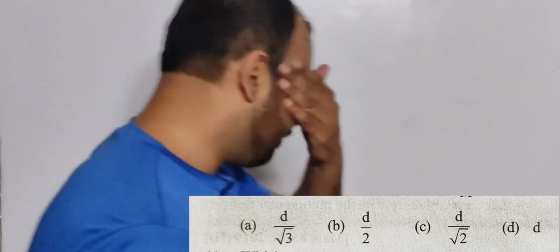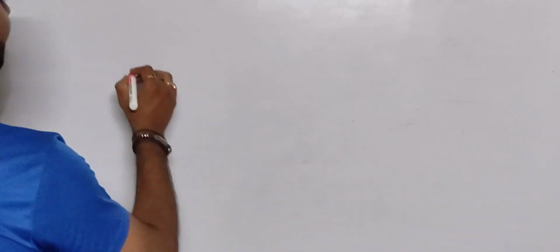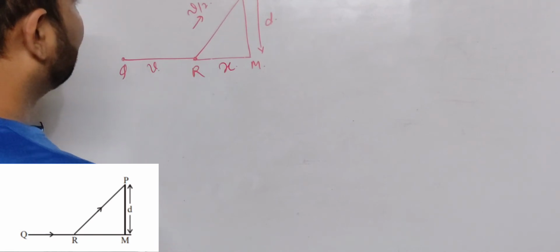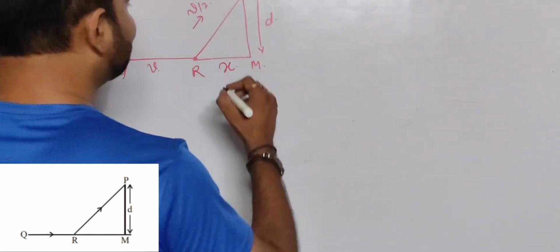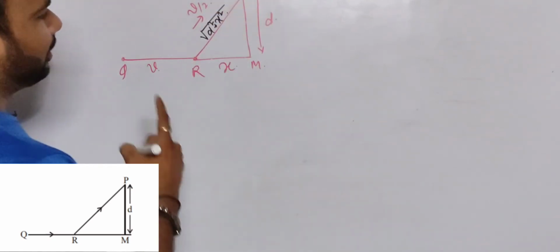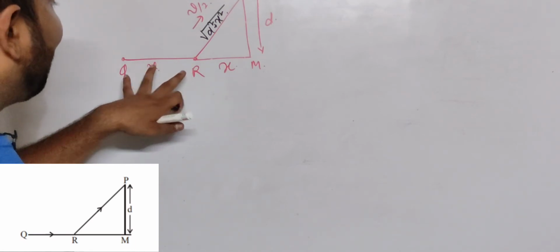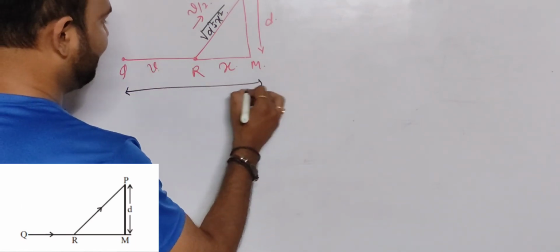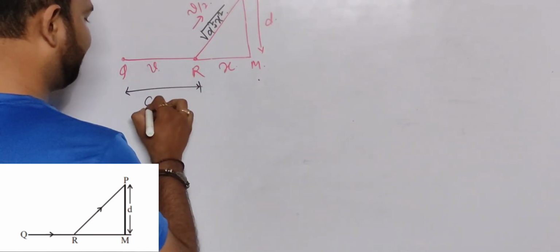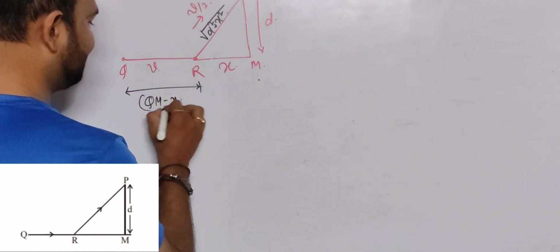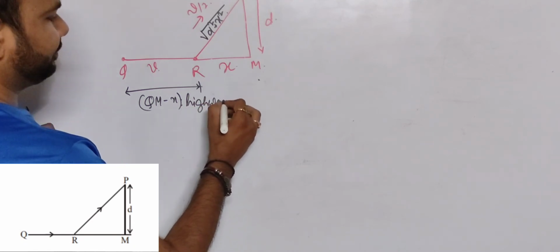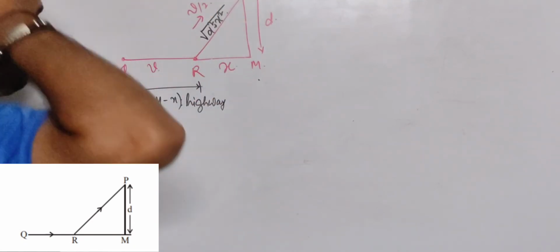Okay, I am going to draw the figure. Consider this as x. So this will be root over d square plus x square. On the highway, this is the distance QM minus x. This is the distance on the highway, and this is the distance in the field.